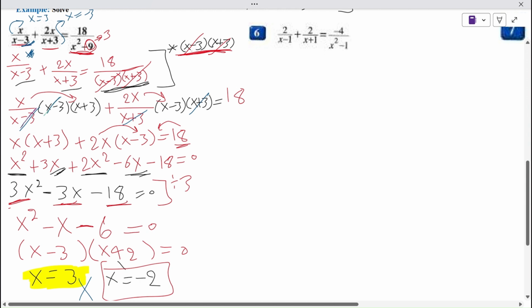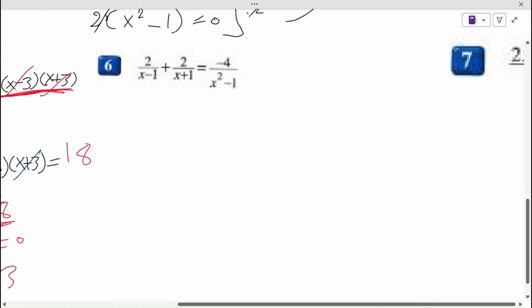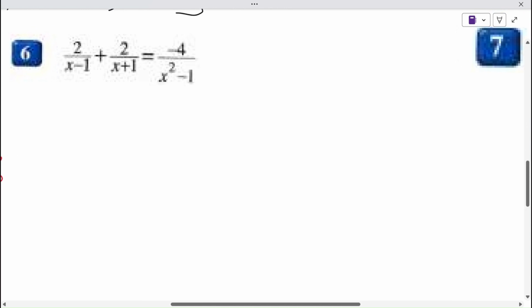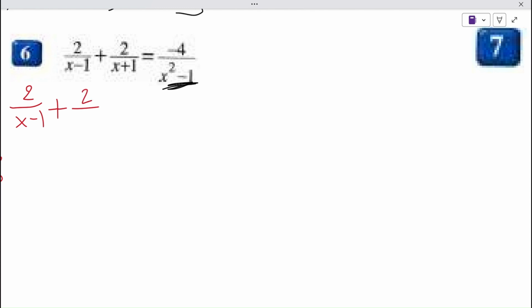Let's solve another question. Look at this question. Again, we have the same idea. This is question number 6 in your exercise. At first, look at here, we have to factor this term. Write down all the rational expression: 2 over x minus 1 plus 2 over x plus 1 is equal to minus 4 over x minus 1 times x plus 1. We just factored this term.